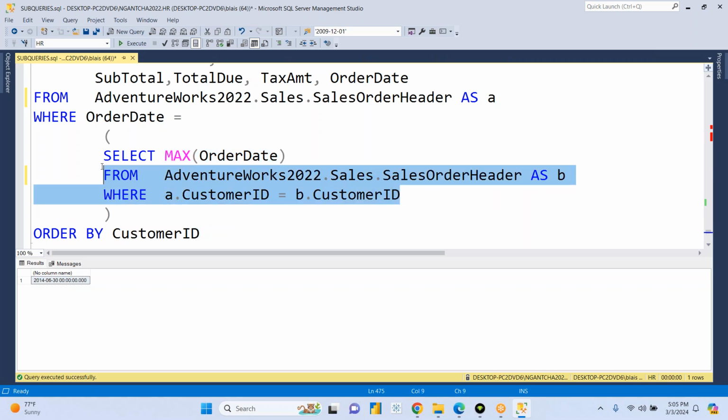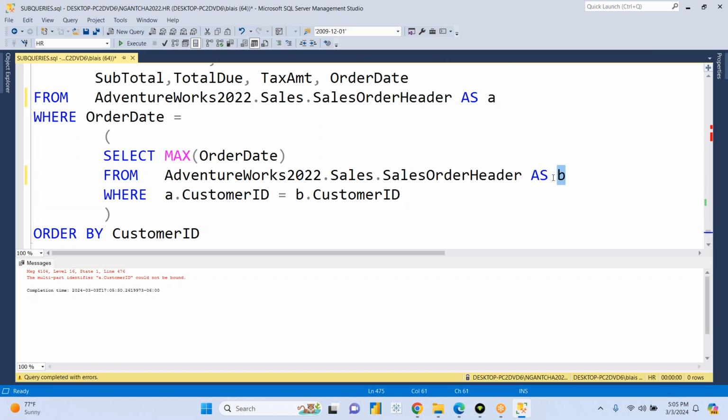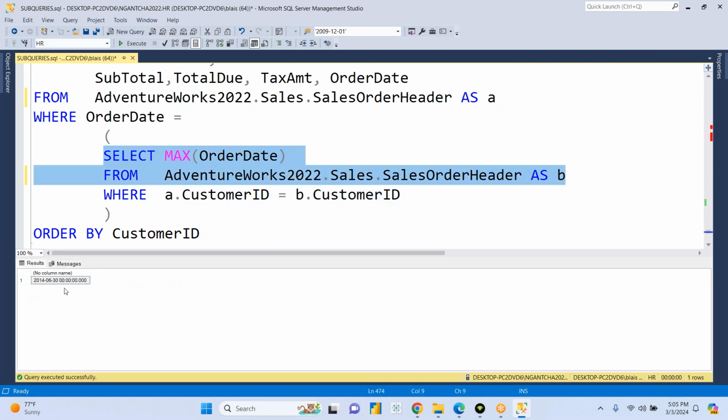See, if I now highlight the subquery and execute, it's going to give me an error because I've linked my subquery, which runs on B, to the parent query, which runs on A, with this connection right here. But if I ignore the where clause and run just the subquery part, you will see it runs. So this becomes what we call a correlated subquery.